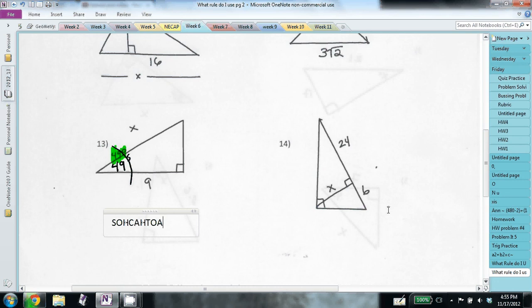Number 14 is going to be an altitude hypotenuse rule. And I'm using altitude hypotenuse because I have a right triangle that's split into two smaller right triangles with an altitude. I'm going to use altitude hypotenuse instead of leg hypotenuse because I am not given a leg and I'm not looking for a leg. I am looking for the altitude.